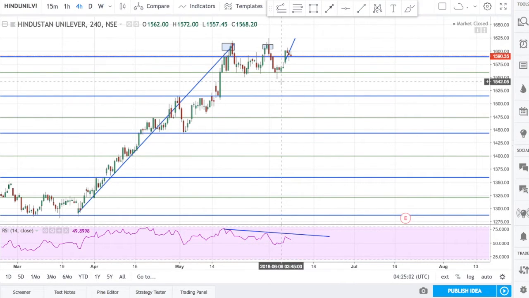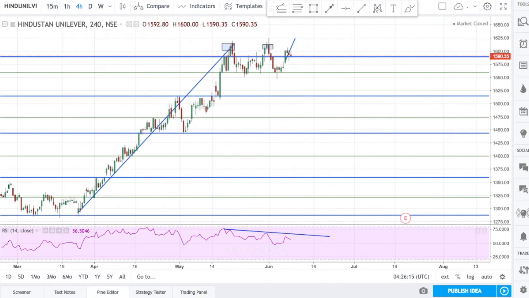So what does this mean? This means Hindustan Unilever is losing momentum to the upside, and it's now readying itself to push down in the immediate short term. So for us to take a trade, we need Hindustan Unilever to push a little bit up with RSI still diverging. And once we have the setup, the next requirement is to have a convincing lower low closing.